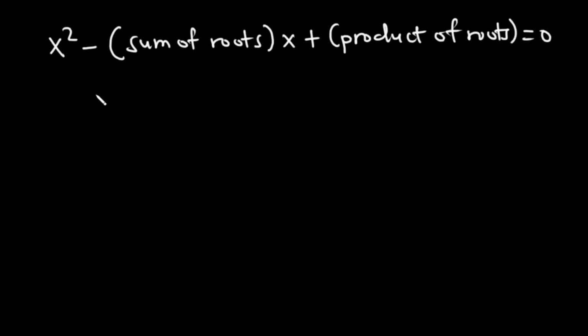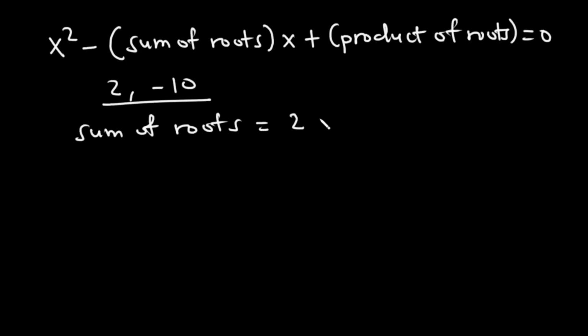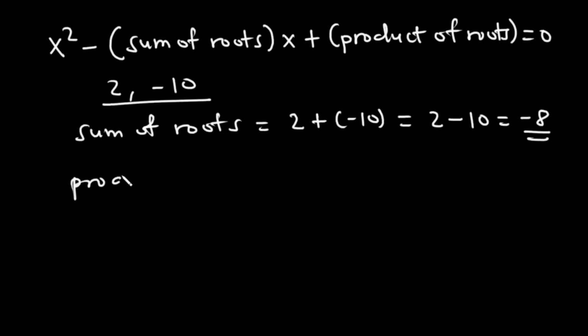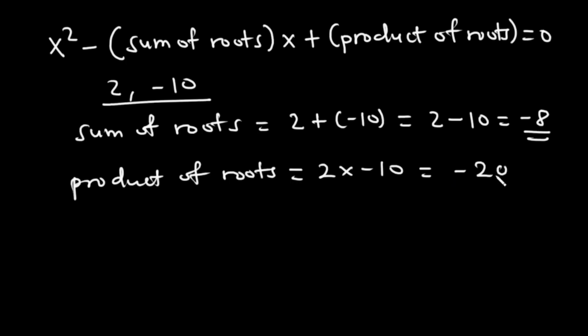So if the roots of a quadratic equation are 2 and negative 10, how do we generate the quadratic equation? Now let's find the sum of roots. The sum of roots is equal to 2 plus negative 10, and that's equal to 2 minus 10, which is equal to negative 8. The product of roots is equal to 2 times negative 10, and that's equal to negative 20.